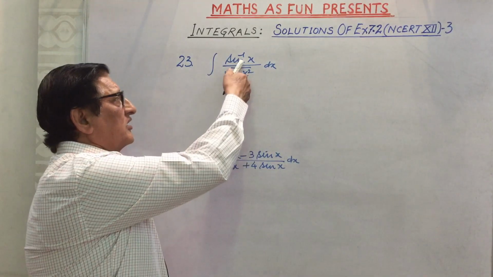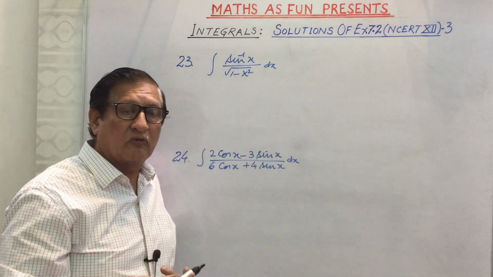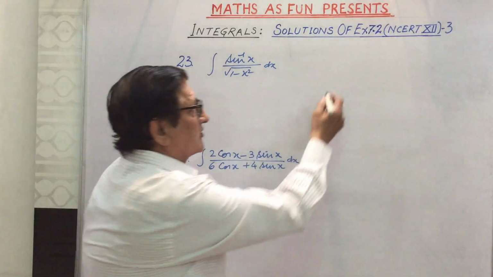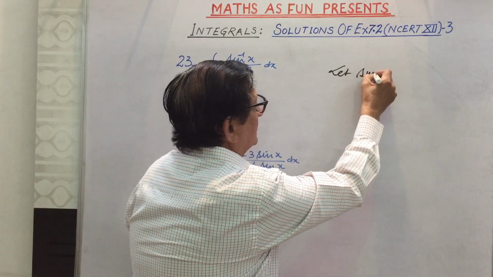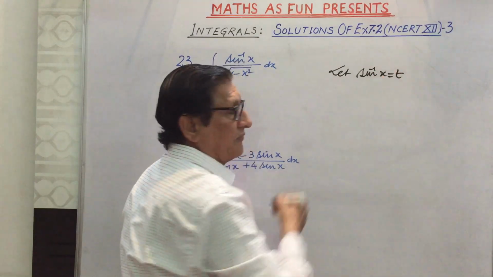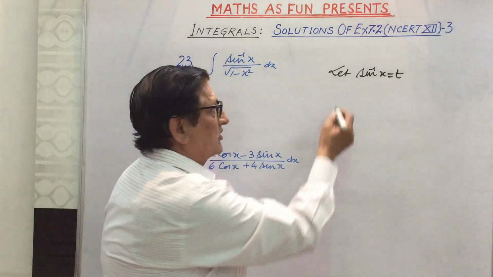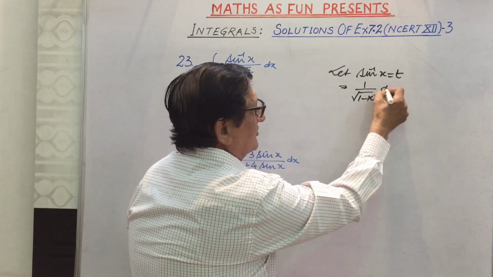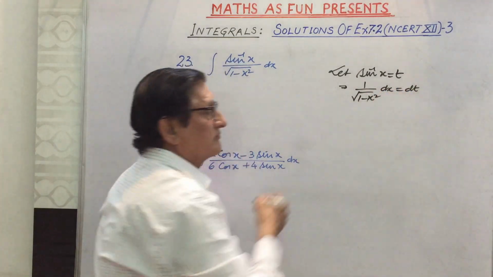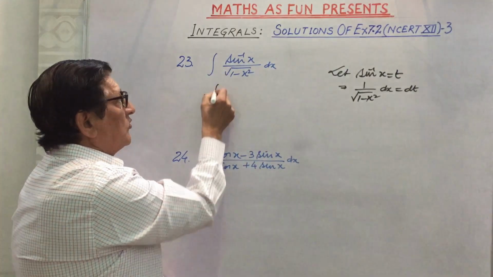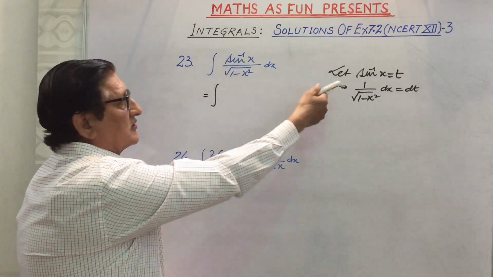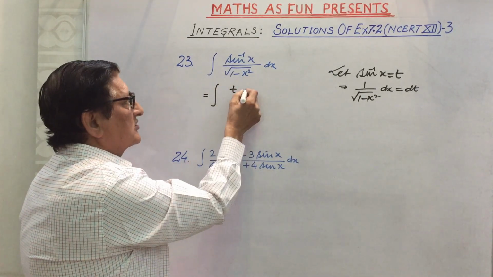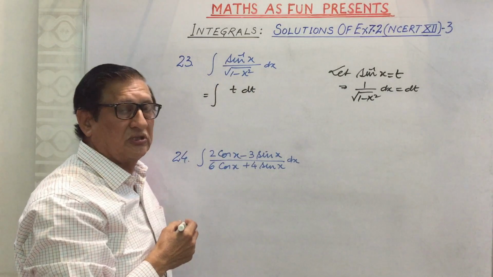We know the derivative of sine inverse x is 1 upon root of 1 minus x square. So we can consider sine inverse x as t. Differentiating with respect to x, we get 1 upon root of 1 minus x square dx as dt. Applying that here, we get sine inverse x, that is t, and 1 upon root of 1 minus x square into dx is dt. So this becomes t into dt.